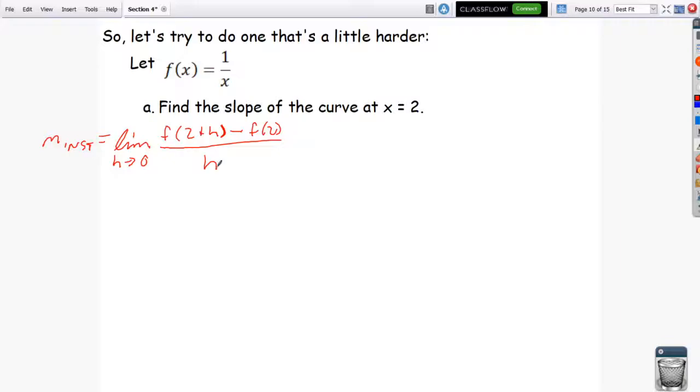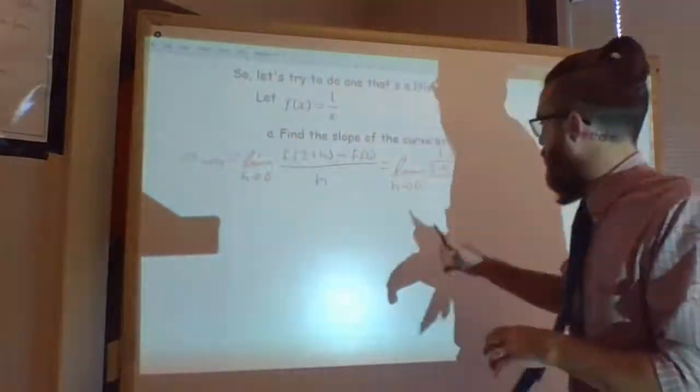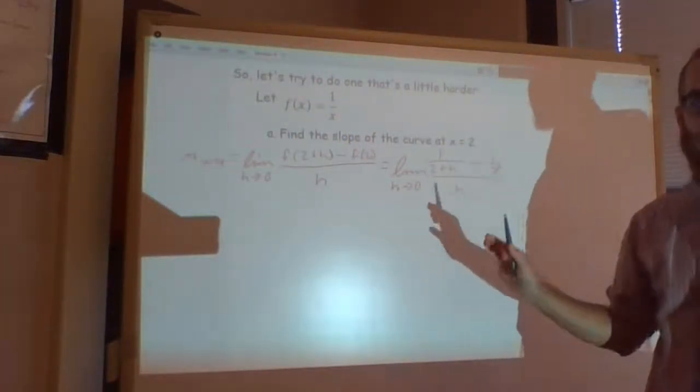This problem is going to be a little bit harder than the last one, because this is the reciprocal function. It's slightly harder to evaluate. When I plug it in, I've got the limit as h approaches 0 of 1 over 2 plus h minus 1/2, all over h. Just to be clear, I plugged in 2 plus h, and plugged in 2. This scares me because those of you who have had me before know that I hate nested fractions. That fracception is really frightening to me.